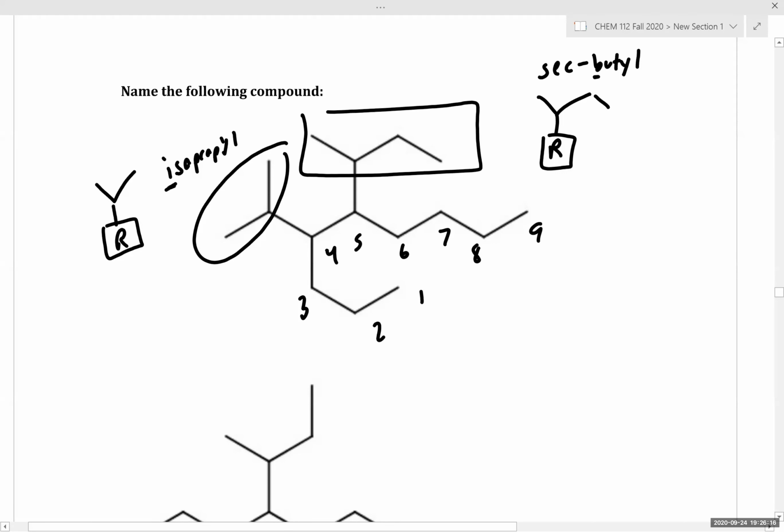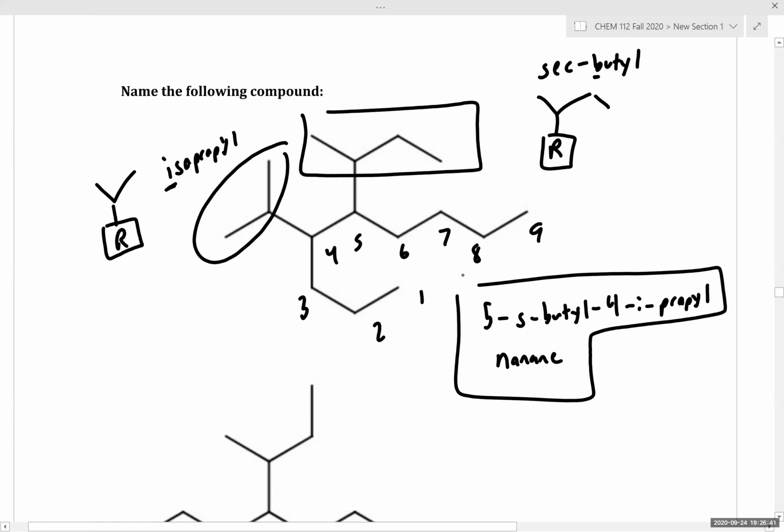So we've identified at carbon number 4, we have an isopropyl. At carbon 5, we have a sec-butyl. So we call this 5-sec-butyl, 4-isopropyl, and 9 carbons, so this is nonane.